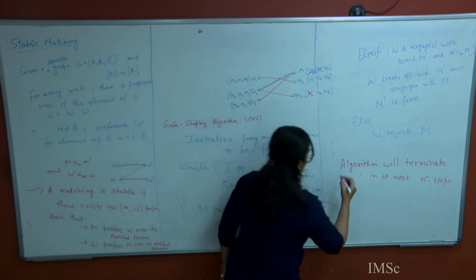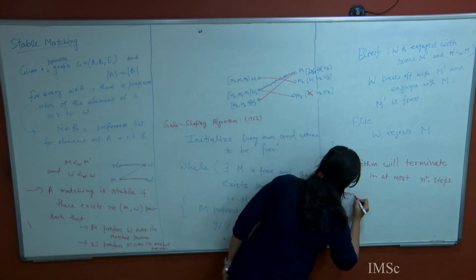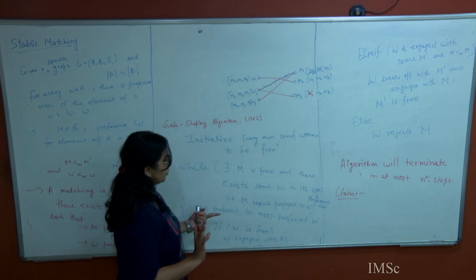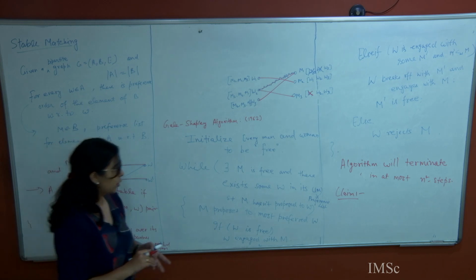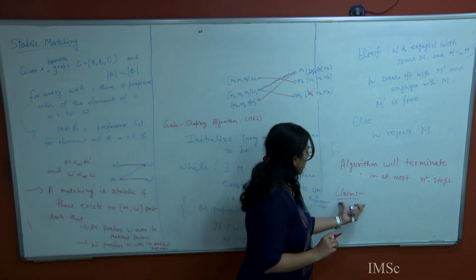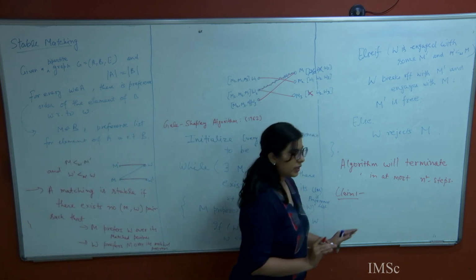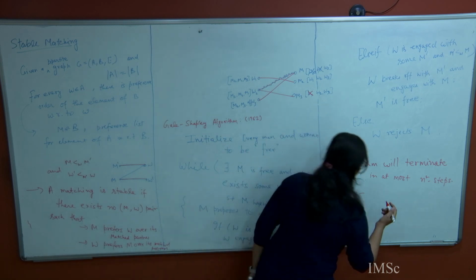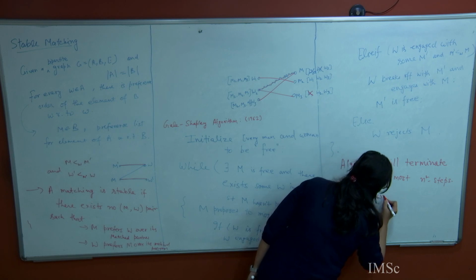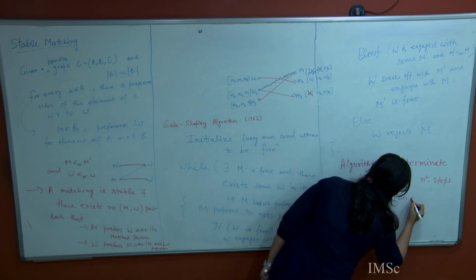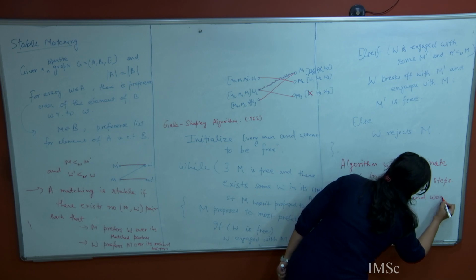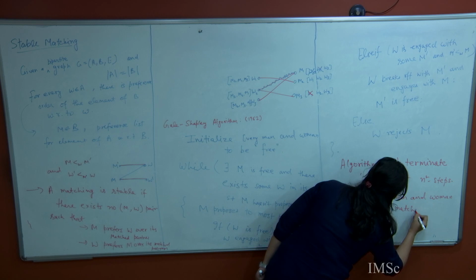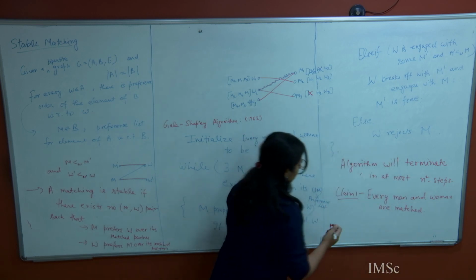Okay. So let us talk about its correctness. For correctness we want to prove two things. One thing is that at the end of the algorithm every man and every woman are married, they are matched. This is our claim 1.